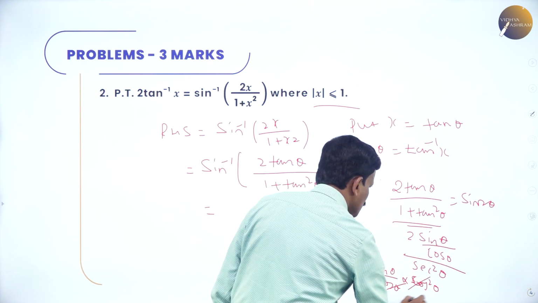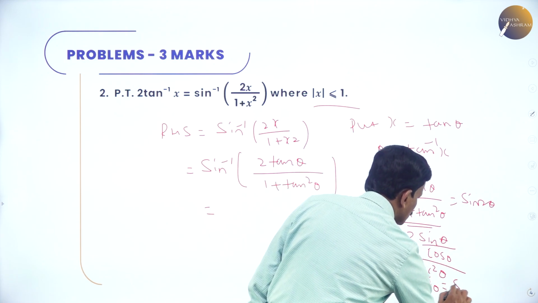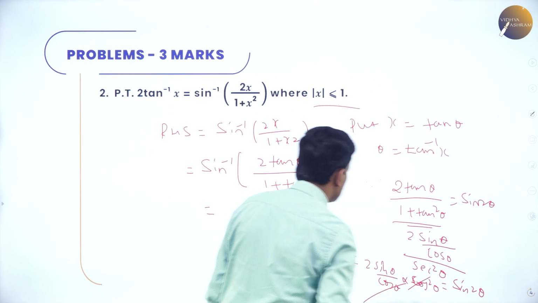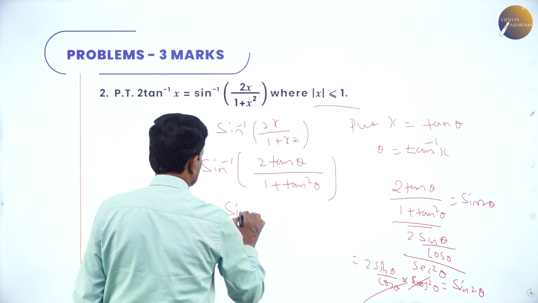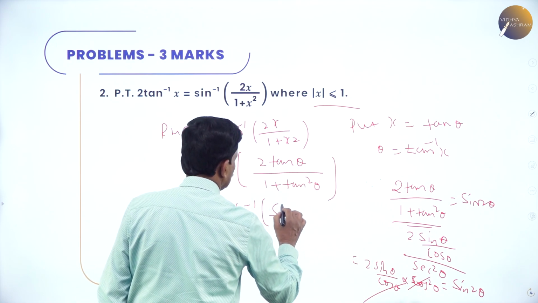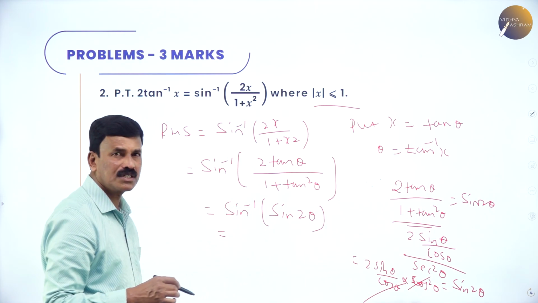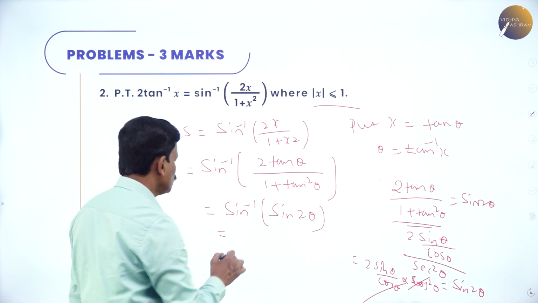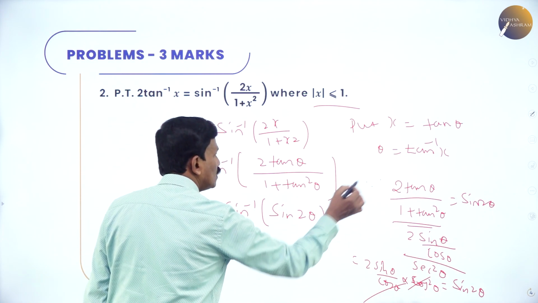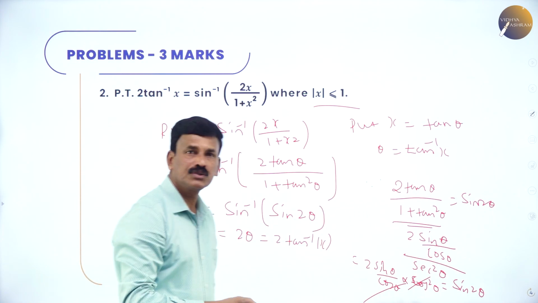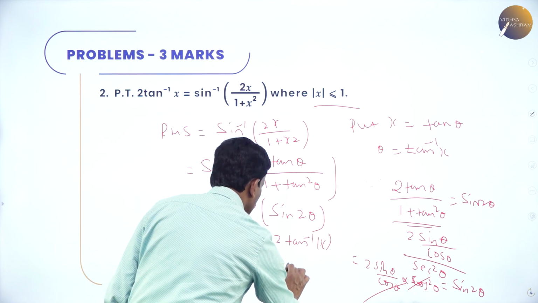Cos and cos get cancelled. 2 sine theta cos theta is nothing but sine 2 theta. So this can also be written as sine inverse of sine 2 theta. Now here sine inverse of sine 2 theta is equal to 2 theta. Then what is the value of theta? Theta is equal to 2 tan inverse x, which is the required LHS.